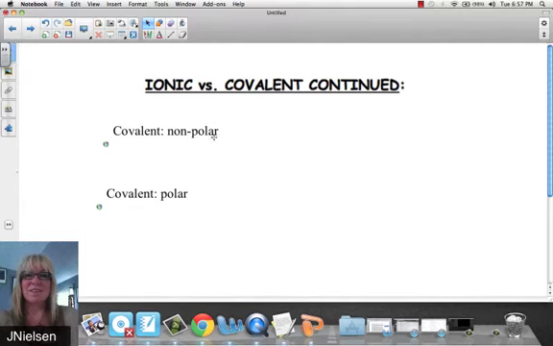Now we're going to look at covalent nonpolar and covalent polar. And then we'll take some notes. So let me briefly explain the difference. First of all, covalent means that electrons are shared, as opposed to in an ionic bond where electrons are transferred.